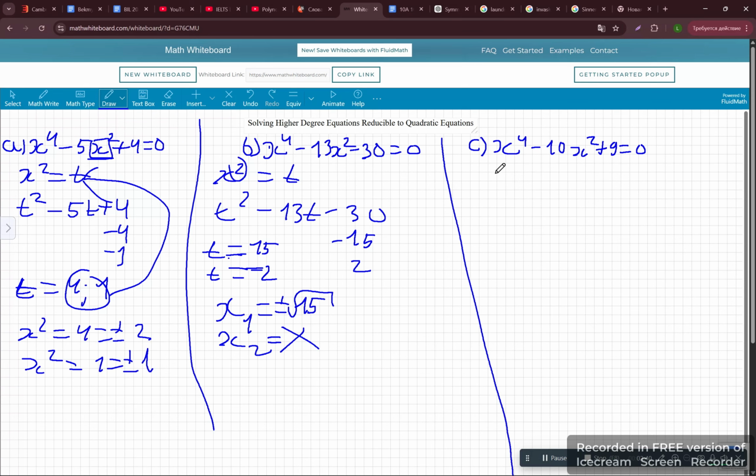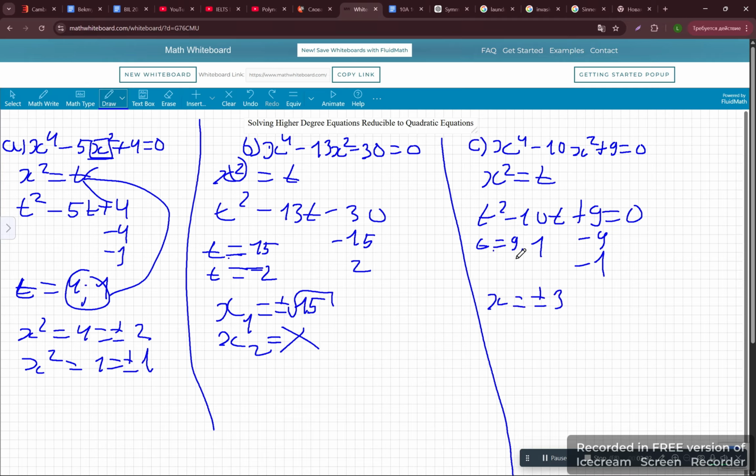The last problem is similar: x to the fourth minus 10t plus 9 equal to 0, minus 9, minus 1, t equal to 9 and 1, and x is equal to plus or minus 3, and the second root is equal to plus or minus 1.